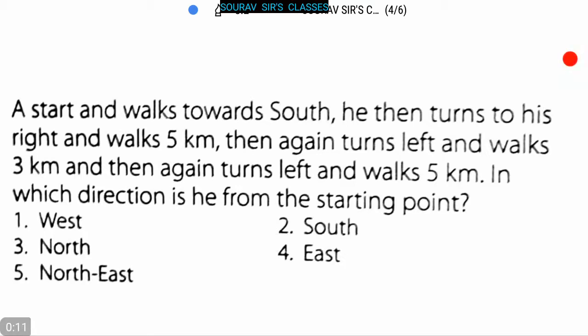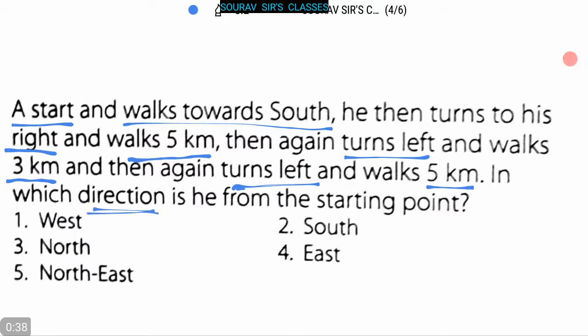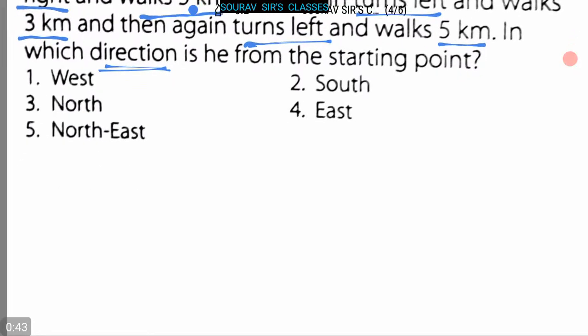So now let's start. Our first question is: A starts and walks towards south. Then he turns to his right and walks 5 kilometers. Then again turns left and walks for 3 kilometers. And then again turns left and walks 5 kilometers. Now we have to find in which direction is he from his starting point. Now 5 options are given and we have to choose the right one.